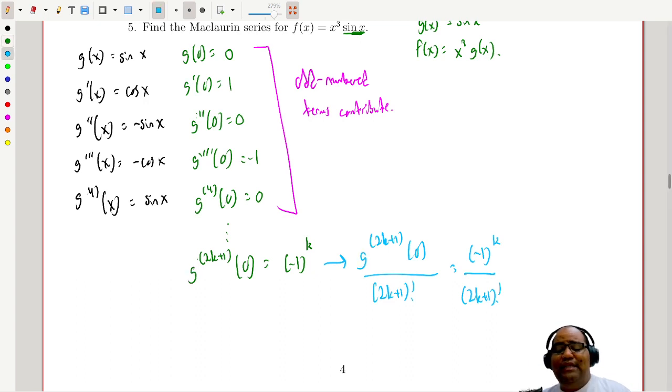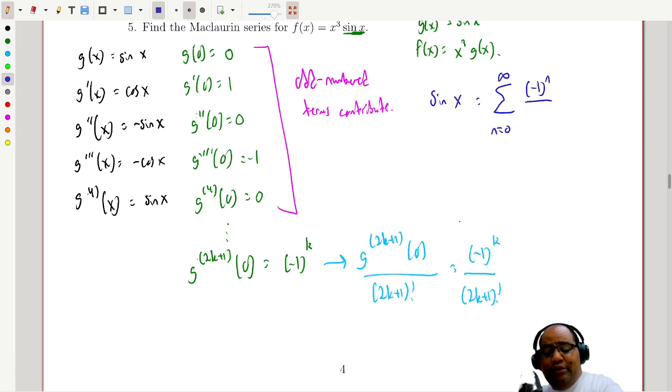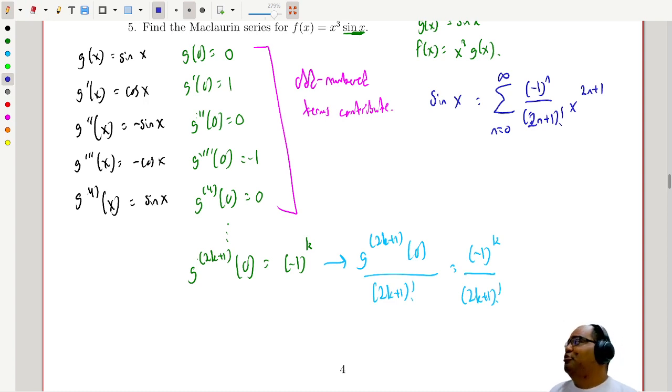All right, so remember that sine x was our helper function. That was to help us expand our original function. So we know how to expand g. So sine of x, which is our g, is expanded as follows near 0. We have the sum from n equals 0 to infinity of minus 1 to the n over 2n plus 1 factorial times x to the 2n plus 1. Only odd number terms count here.